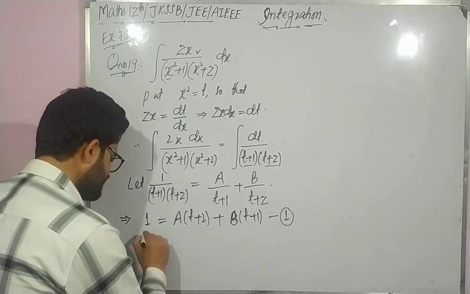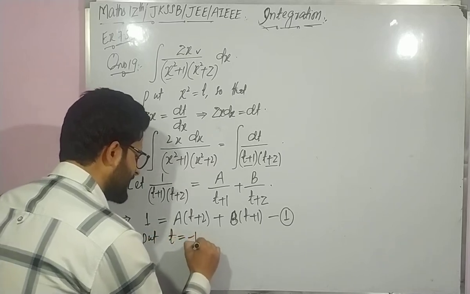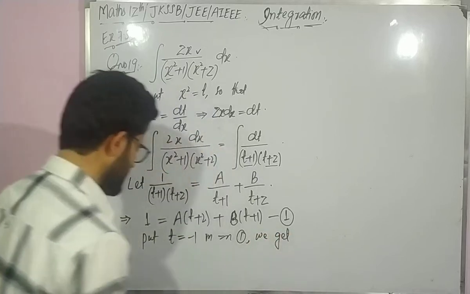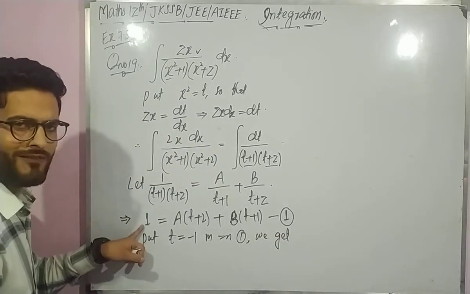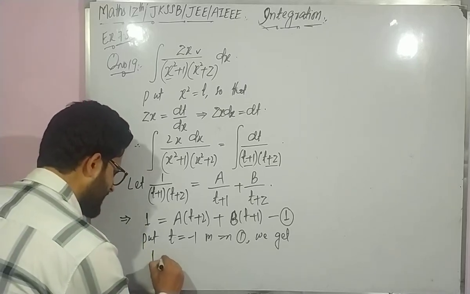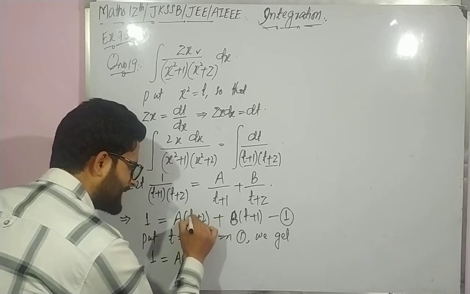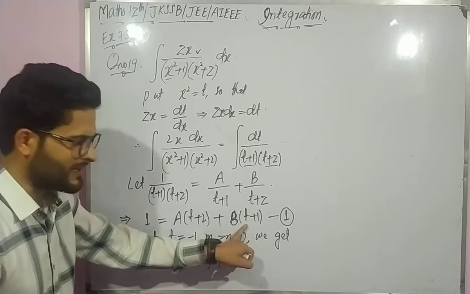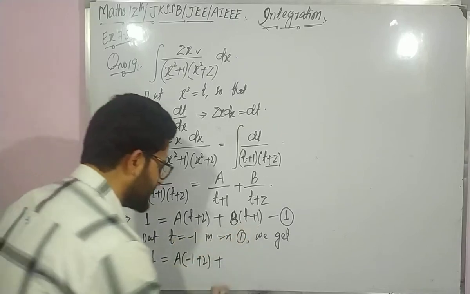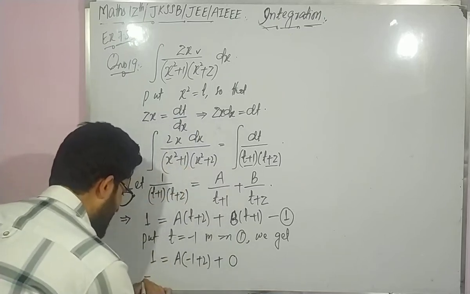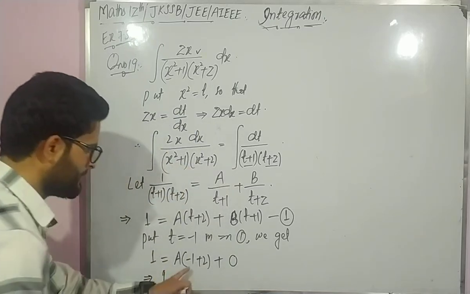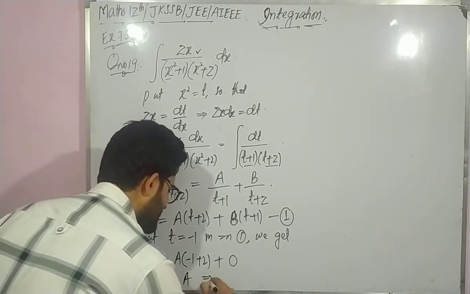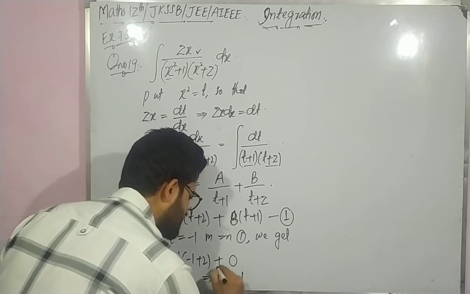So put t is equal to minus 1 in equation first, we get, put the value of t, implies we get, in the LHS we don't have any t, so it is directly equal to 1 is equal to a into, we have taken the value of t as minus 1, so minus 1 plus 2 plus, when t is equal to minus 1, t plus 1 will become 0, 0 into anything is 0, so this term gets eliminated, implies 1 is equal to minus 1 plus 2 is obviously 1, 1 into a is a, so we have obtained the value of constant a as 1.